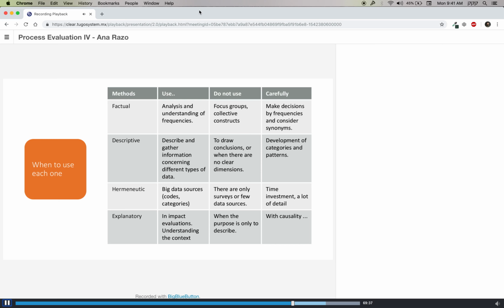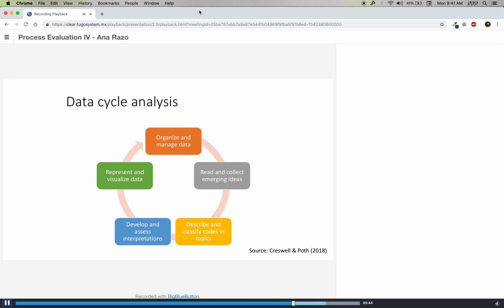I am going to continue. So how does it happen? How does the cycle happen? This is a scheme, and in the next slide, I am going to show this to explain it. So first, you have to manage data. So you have to organize and manage data. How do we structure and organize data? How do we guarantee that it is working? We need to read and collect emerging ideas.